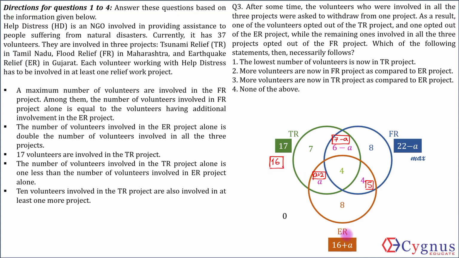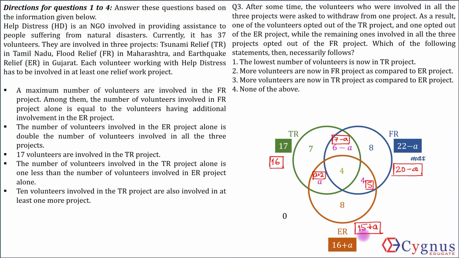Likewise, one person withdrew from ER. So the new total must be, and likewise 2 people withdrew from FR. So the new total should be. Now, the question remains, is it necessary that the lowest number of volunteers is in TR? So 20 minus A, can this be less than 16? For that, A should be greater than 4. That's not possible. We already know that A must be 0, 1 or 2.